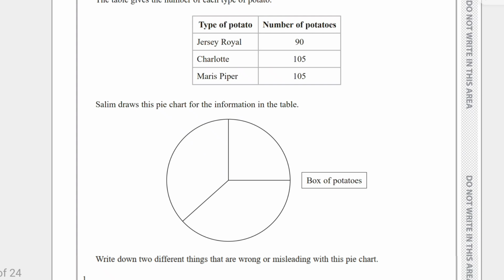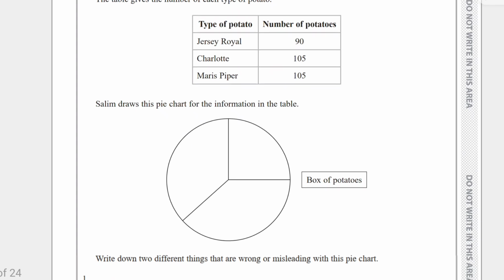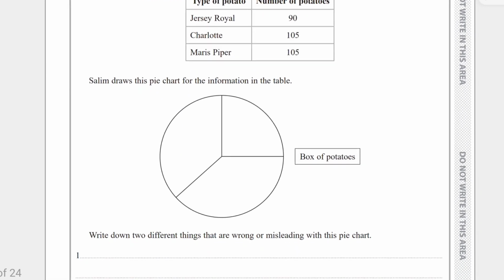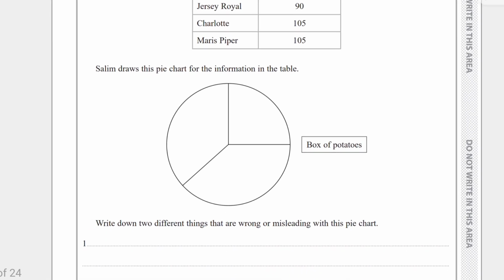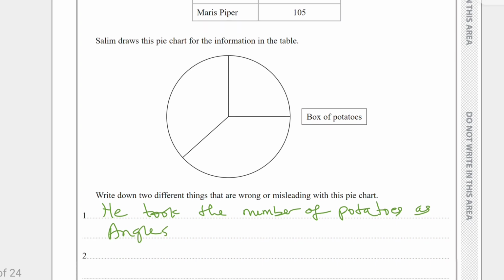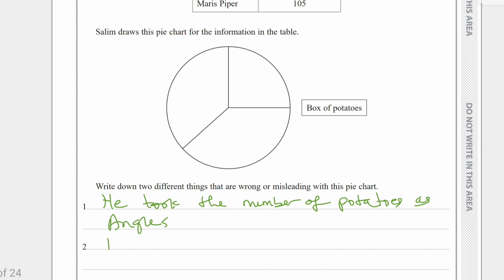So the first thing that is wrong or misleading about the pie chart is that Salim took the number of potatoes as angles. Then the second thing wrong is that there is no labeling. It didn't label the pie chart.